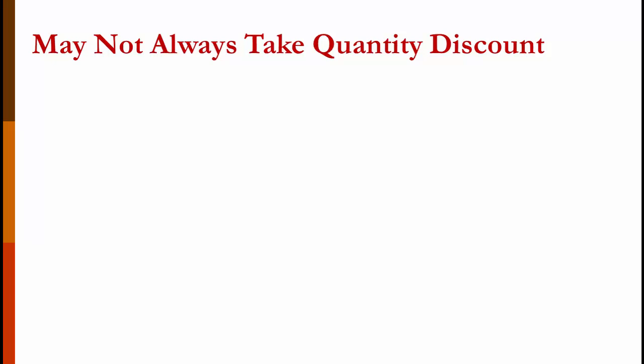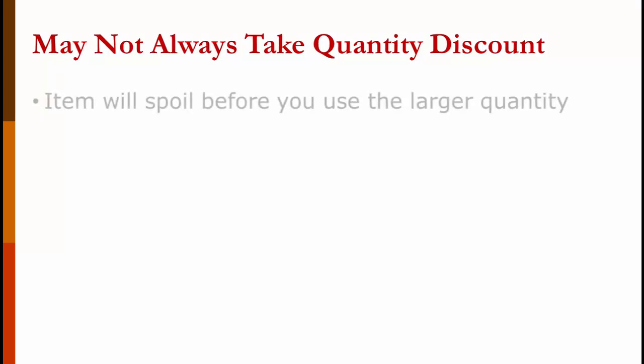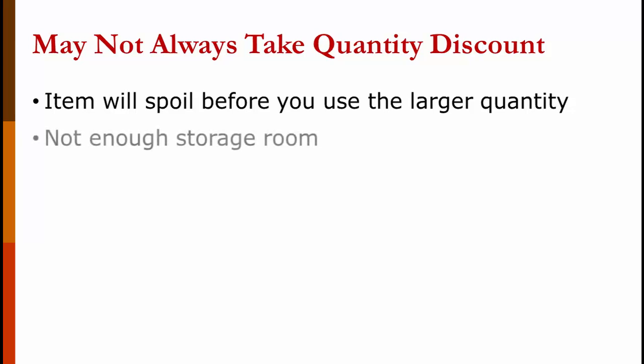And in fact, in some scenarios, you may not even look to see if it makes sense to take the quantity price discount. Why is that? If you're buying items that will spoil, you have to hold them until they either sell or they spoil. If your demand is low enough that they're going to spoil before you sell the larger quantity, it doesn't make sense to buy the larger quantity. If you don't have enough storage room to store the extra quantity, it doesn't make sense.